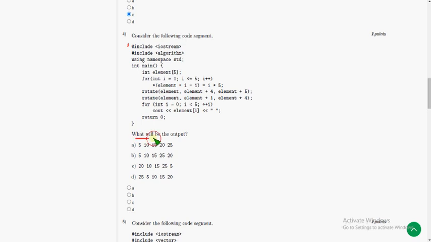Moving on to the fourth question, a similar one, they are asking for the output here also. For the fourth question, the answer is the second one, 5 10 15 25 20. So the answer is option B.